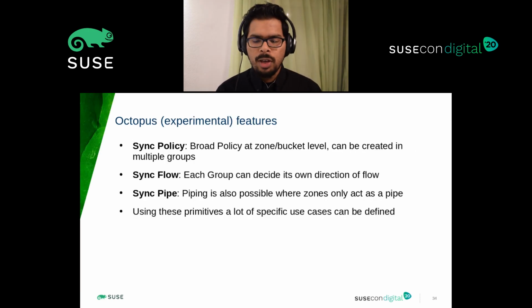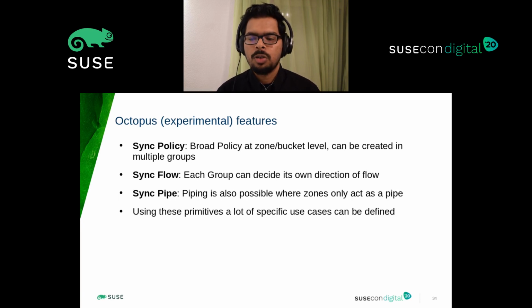So looking into what we have currently in Octopus. First, we have sync policy. This is a broad policy at a zone or a bucket level. You would have sync policy at the zone level that controls the site-wide replication, and you also have this at a bucket level, and these can be created in multiple groups, which makes it easier to apply policies in groups. And you have something called a sync flow graph, which is a graph that decides the direction of flow of sync. So you can have bidirectional sync or unidirectional sync.